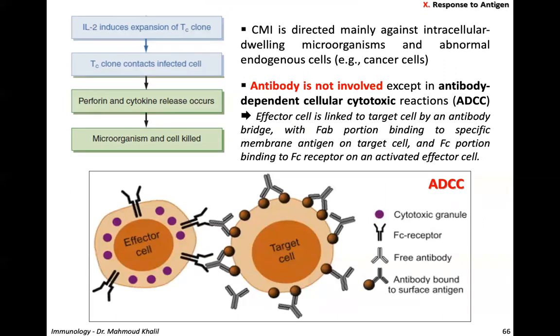So in this branch of the immune system, antibody is not involved except in antibody-dependent cellular cytotoxicity, which is called ADCC, in which the effector cells can be linked to the target cells once they are marked by the antibody, as you can see from the figure. Here you have the target cell, and you can see that the target cell is being labeled by the antibody. And you can see that the effector cell, in this case the TC cell, can recognize this binding. It's a kind of opsonization.